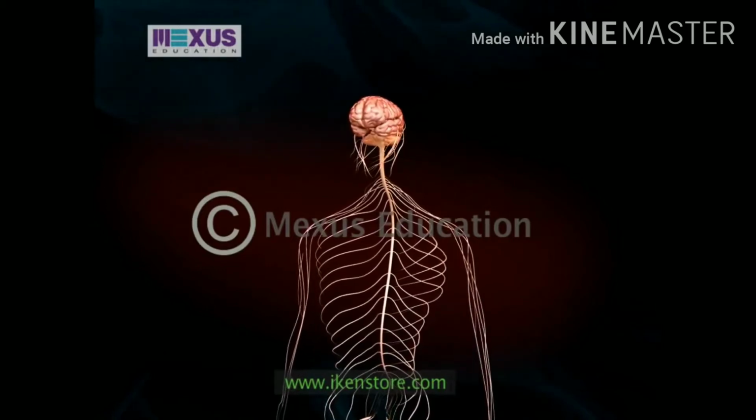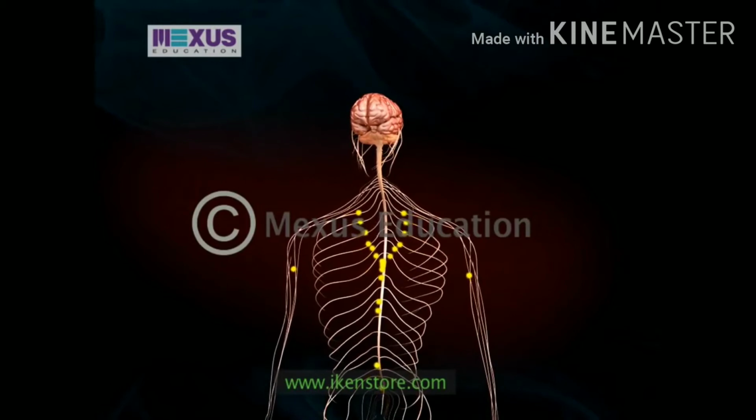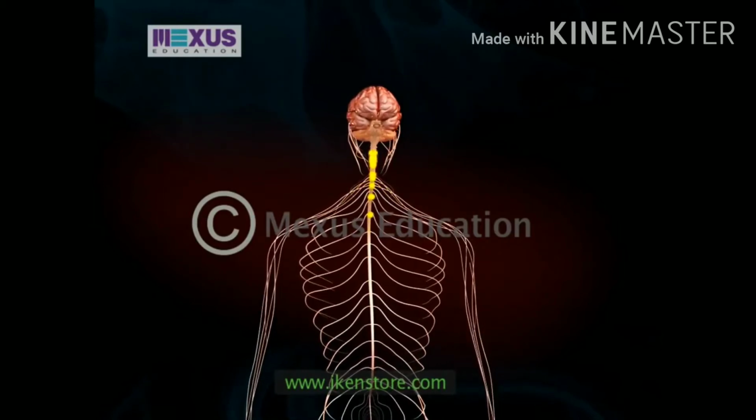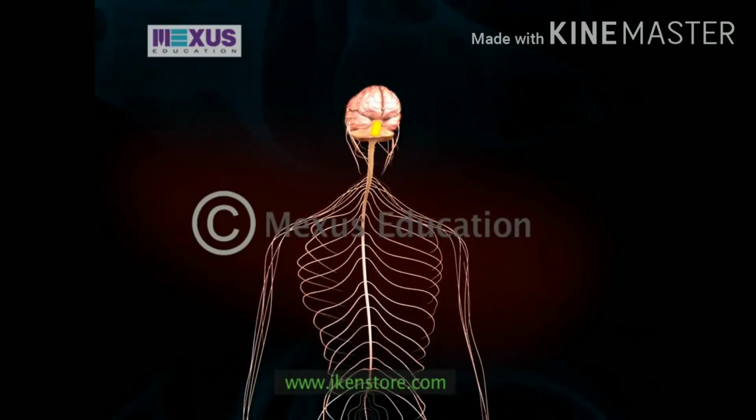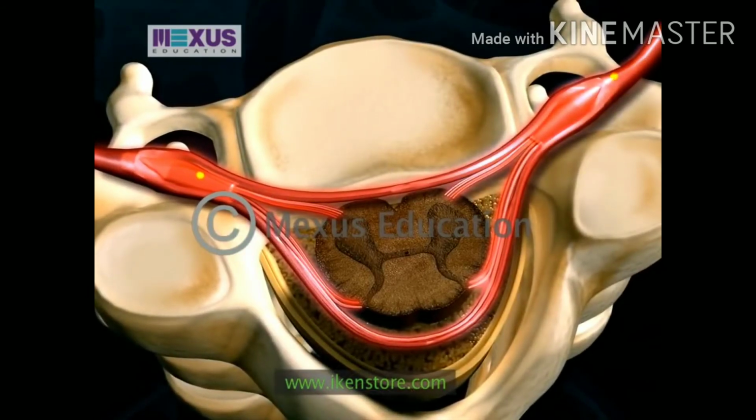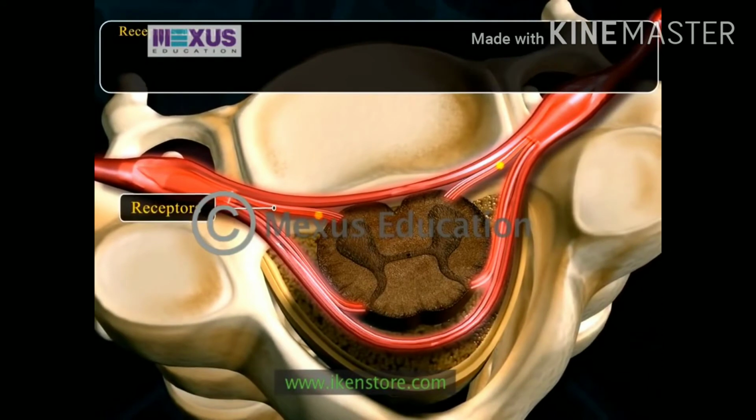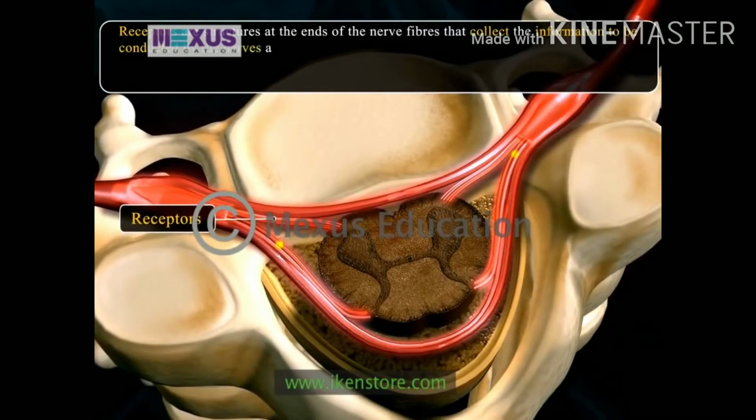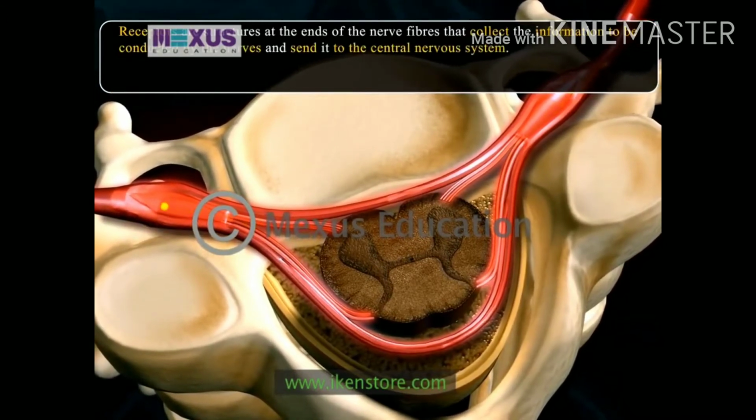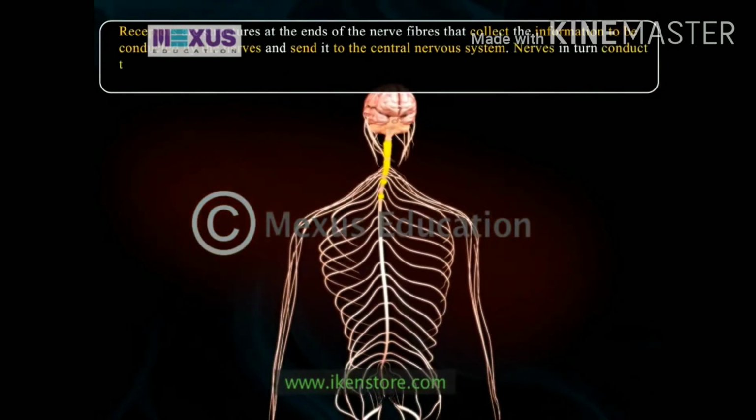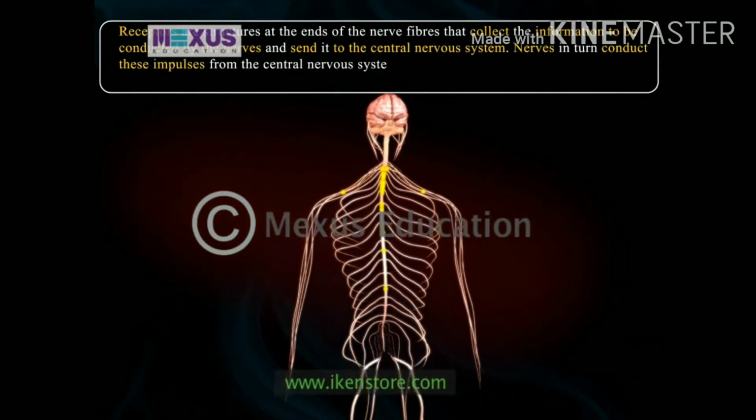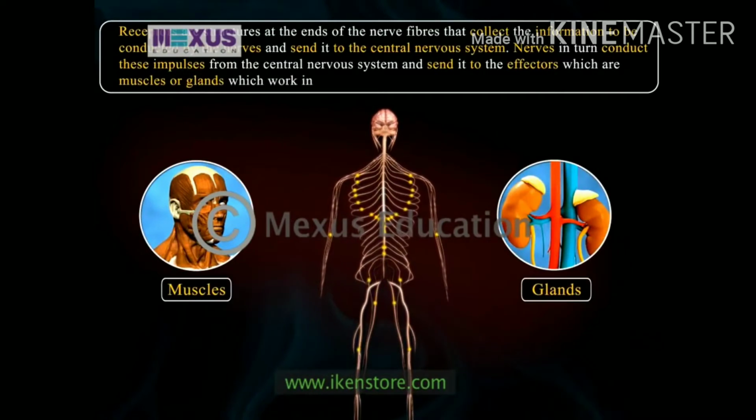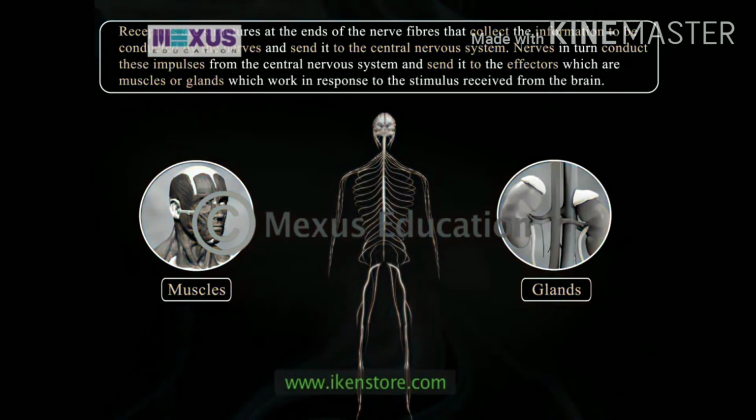Apart from neurons, brain and the spinal cord, nerves are also important structures because they carry impulses to and from the brain. There are 2 structures present in nerves: receptors and effectors. Receptors are structures at the ends of the nerve fibers that collect the information to be conducted by the nerves and send to the central nervous system. Nerves in turn conduct these impulses from the central nervous system and send them to the effectors, which are muscles or glands, which work in response to the stimulus received from the brain.